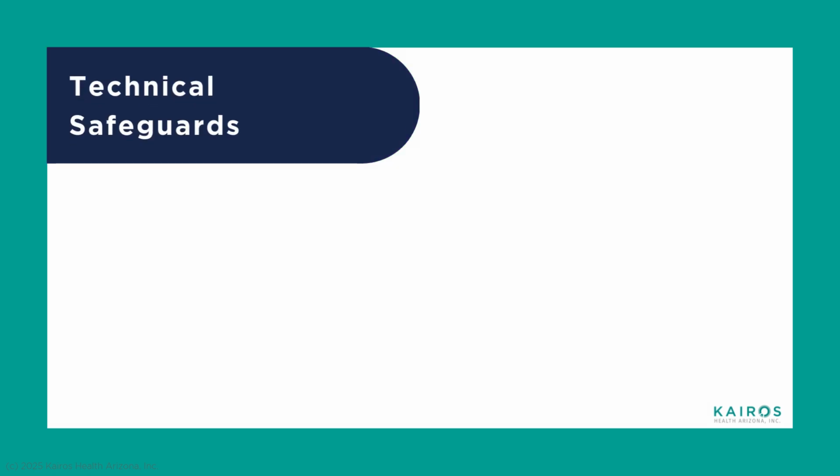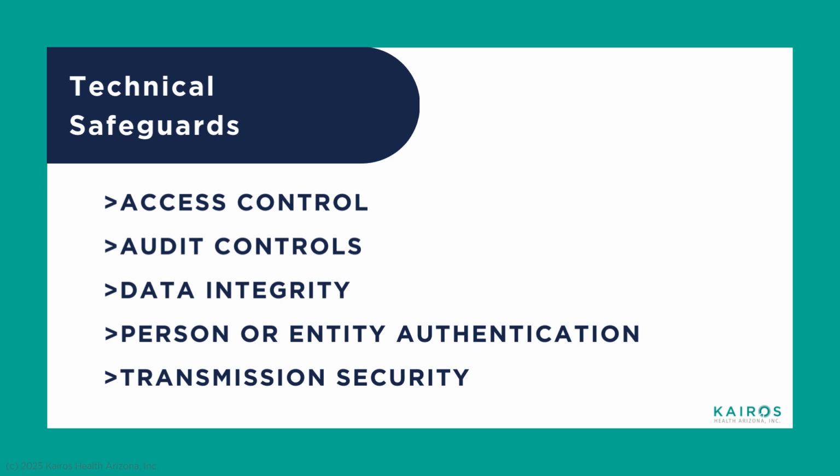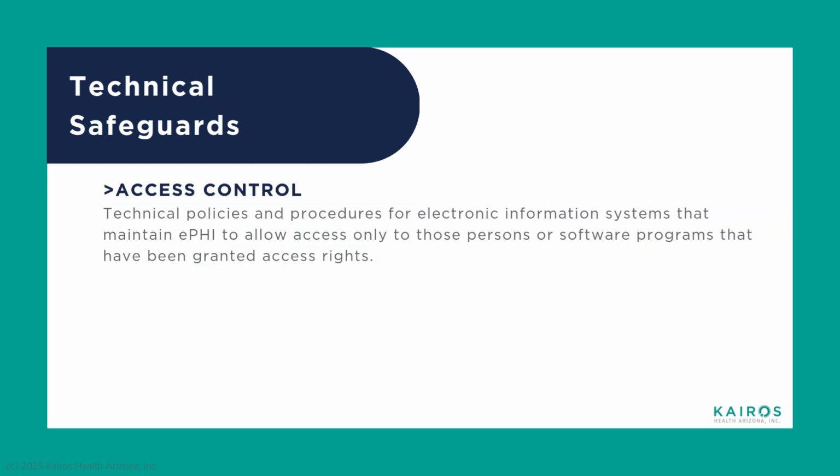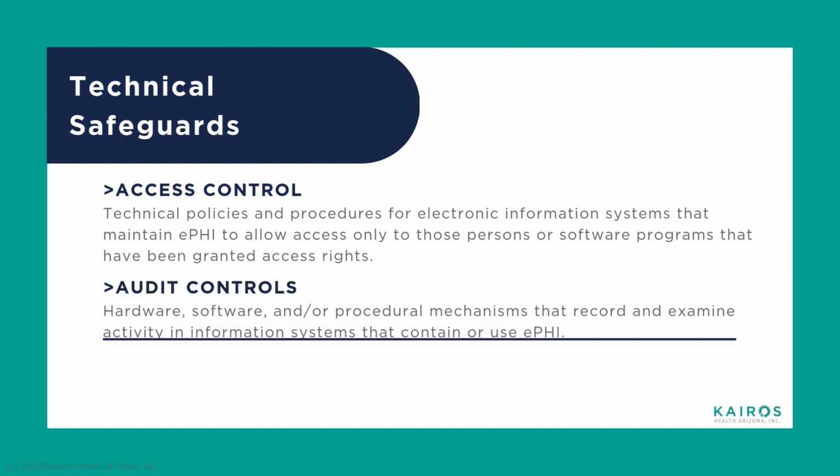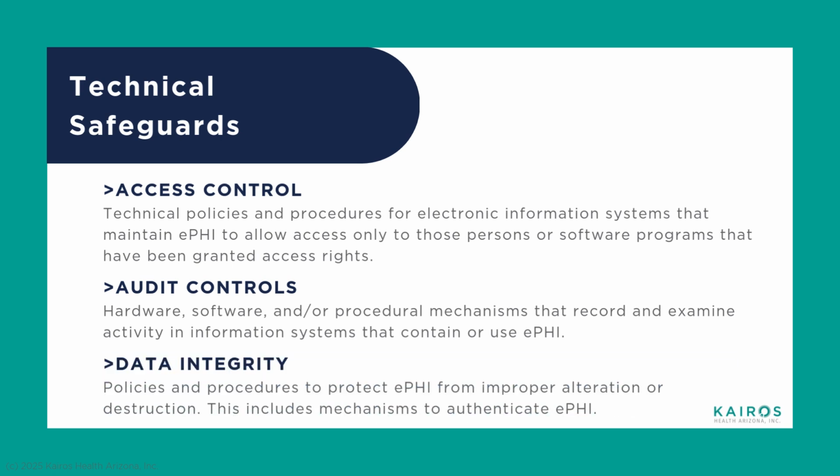Technical safeguards include access control, audit controls, data integrity, person or entity authentication, and transmission security. Access controls are technical policies and procedures for electronic information systems that maintain ePHI to allow access only to those persons or software programs that have been granted access rights. Audit controls include hardware, software, and/or procedural mechanisms that record and examine activity in information systems that contain or use ePHI. Data integrity includes policies and procedures to protect ePHI from improper alteration or destruction. This includes mechanisms to authenticate ePHI.